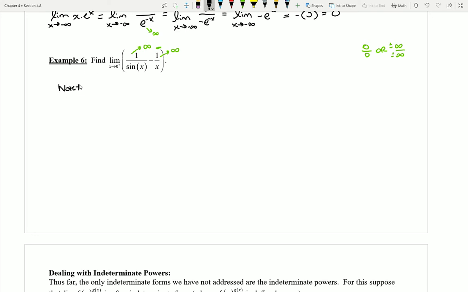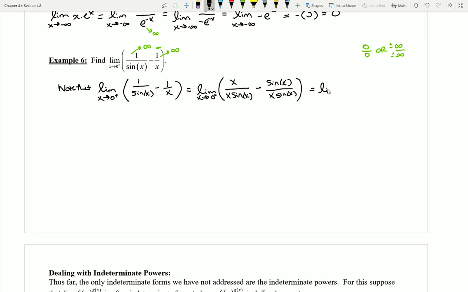So I'll start by saying, note that my limit as x approaches 0 from the right of 1 over the sine of x minus 1 over x could be rewritten as a single fraction if I got a common denominator between these two things. So I could have x over x times the sine of x minus the sine of x over x times the sine of x. There we go. So if I pushed this together to make a single fraction, notice all I'm doing here is just some basic algebra, then I could end up with the following.